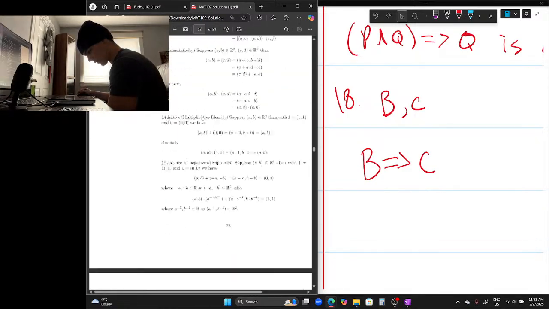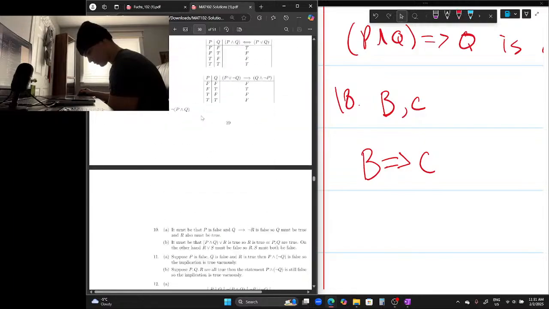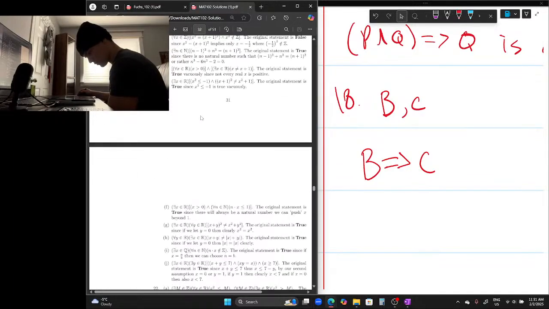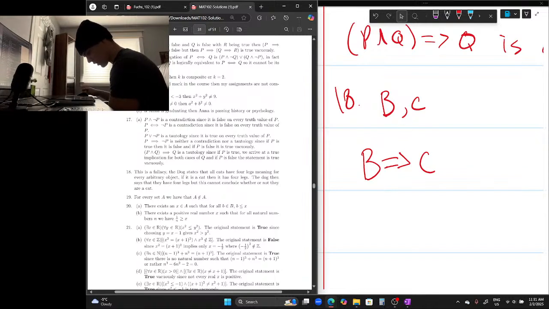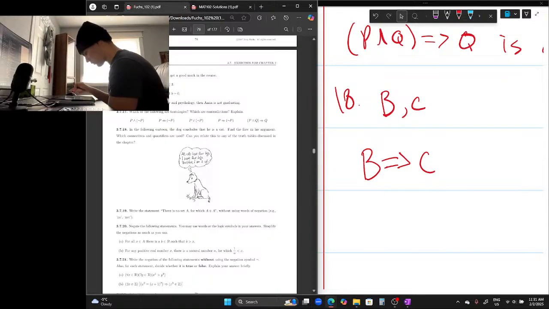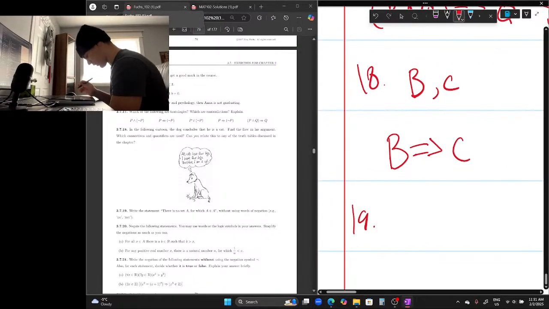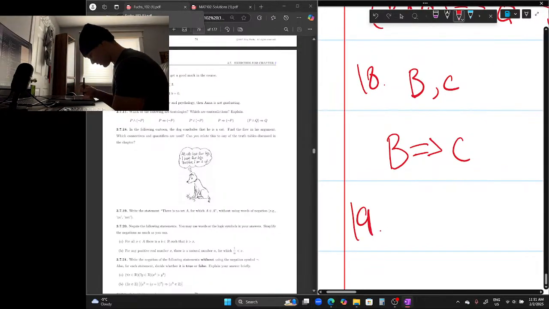Okay, 19, that sets. Right here, this is a fallacy. The dog says that all cats have four legs, meaning that even if it's an arbitrary object, if a cat has four legs. The dog says that he has four legs, but cannot conclude. Yeah, so again, there are other objects with four legs. They just called it nonsense, which I guess is a valid way to do it.